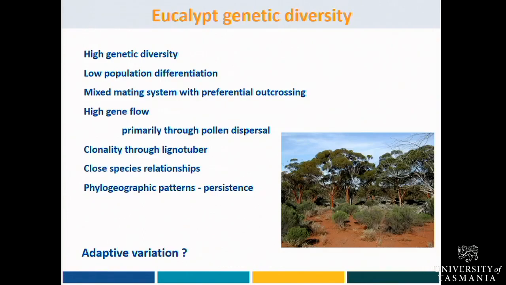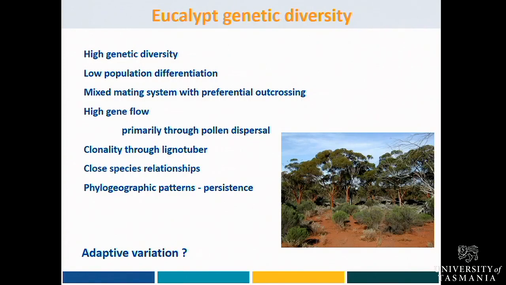So that's just a summary of the various ways that we've looked at different combinations of molecular markers in eucalypts, and come to understand the really high levels of genetic diversity they've got, low population differentiation, mixed mating systems with high gene flow primarily through pollen dispersal, and clonality through lignotubers. We've also been able to understand close species relationships in a more rigorous phylogenetic framework, and phylogenetic patterns which are really indicating the persistence of species through the Pleistocene. Most of the species that we've looked at have all shown persistence right back through to 2 million years ago.